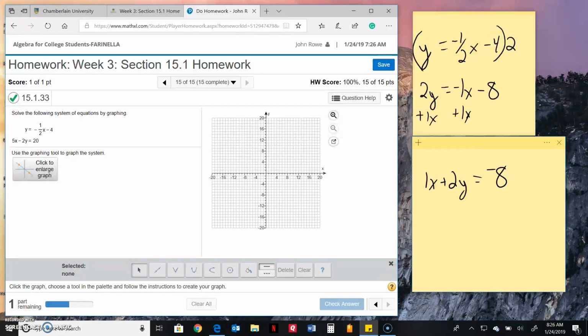So if we set y to 0, it's going to cancel that out. So we're going to have 1x equals negative 8. X is equal to negative 8. Perfect. So on our graph here, if y is equal to 0, x is going to be equal to negative 8. That's where we'll put our first dot, our first plot.